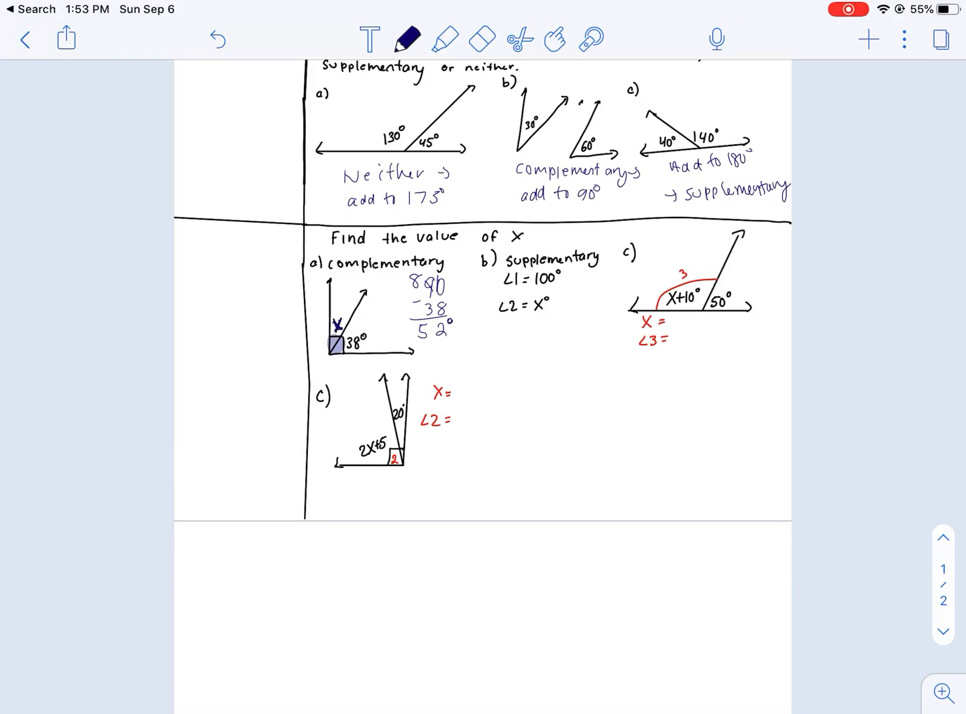How do I do that? Well, they have to add to 90, so I would subtract to figure out that missing value. How about supplementary? What does that mean again? Adds to 180, which means 100 plus something has to equal 180. So how would I find that something? Oh, if I subtract 100 from both sides, you'll get x equals 80 degrees.